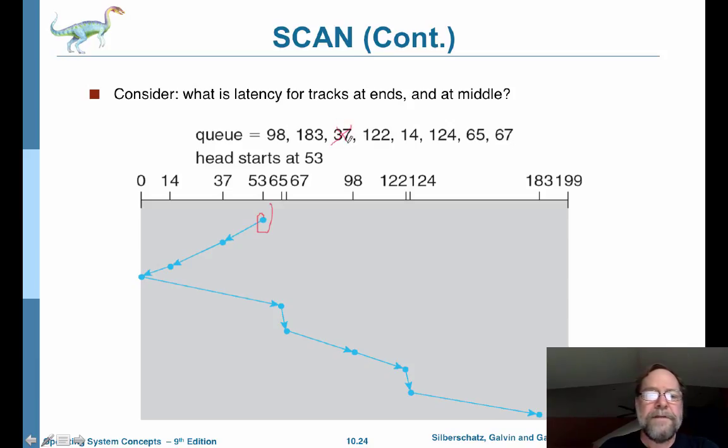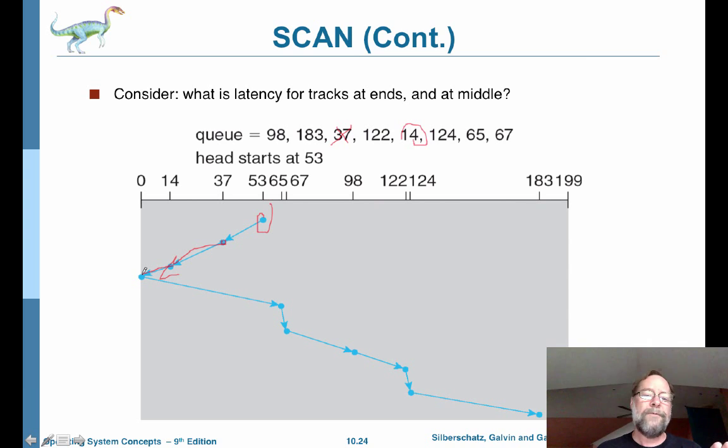So it'll move to the 37 first over here. It's still moving to the left. So what's less than 37 but close to 37? That's going to be our 14 here. So it'll move to the 14. That's over here. And now remember, with standard scan, it'll just keep going, so it's got to go all the way over to the 0. It's kind of wasted work to go there.